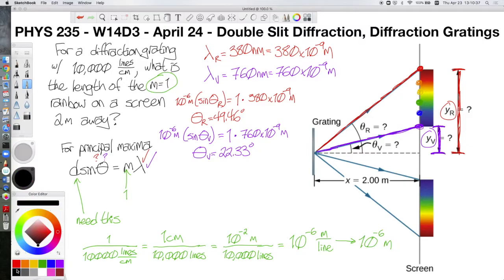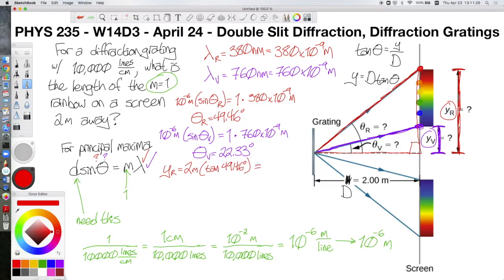Well, when we're talking about any of our diffraction rules here, we always have tangent of theta is equal to y over D. And we can do that separately for our two different triangles. So here is the triangle in red, where this distance here, this 2 meters, they've labeled it as x, but this is big D. So if we want to find y, that means y is just D times tangent of theta. So y for red light is going to be D, that 2 meters, times the tangent of the red angle, 49.46 degrees. So we get a value for y red of 2.338 meters.